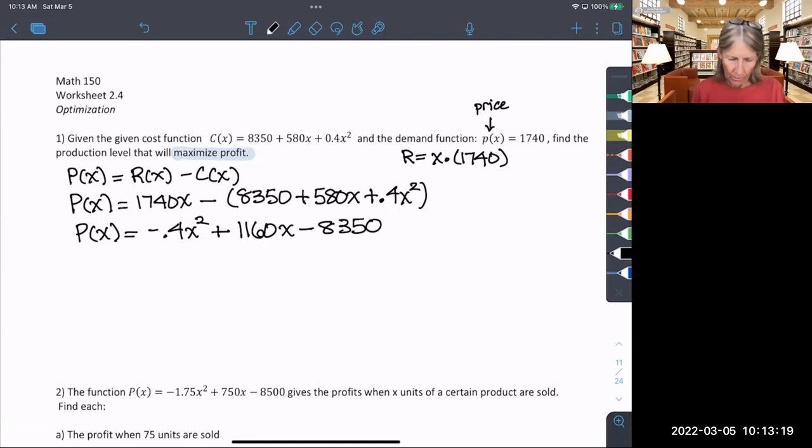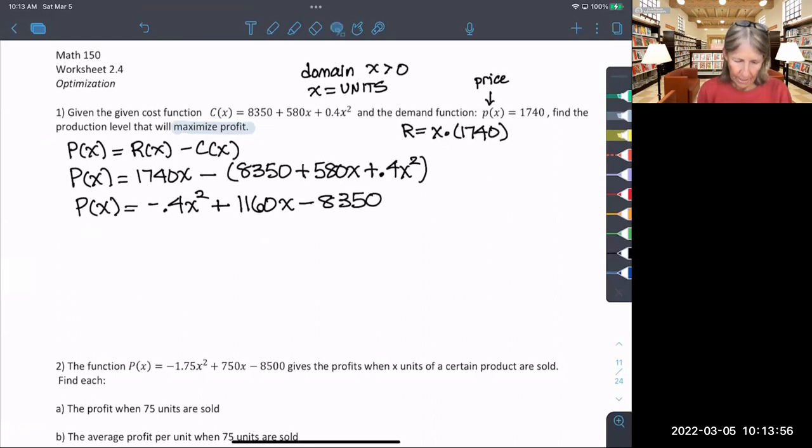Now, let's make sure we're clear on what our variable is. In this particular problem, x must represent our units. Now, they didn't say what these units were, but let's make sure we know that that's what x is. And so if x represents units, reasonable for the domain would be that we would only have positive units that we produce and sell. So just keeping in mind that we're going to be talking about positive x values, right?